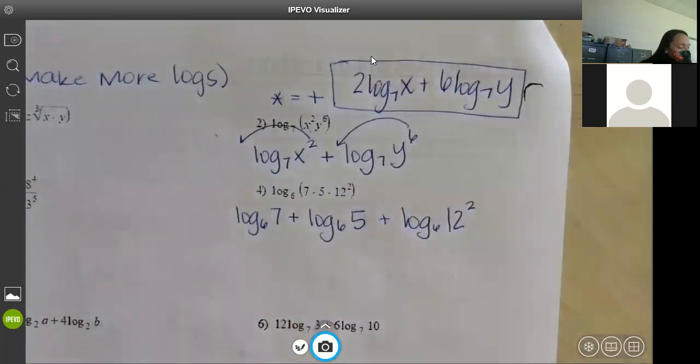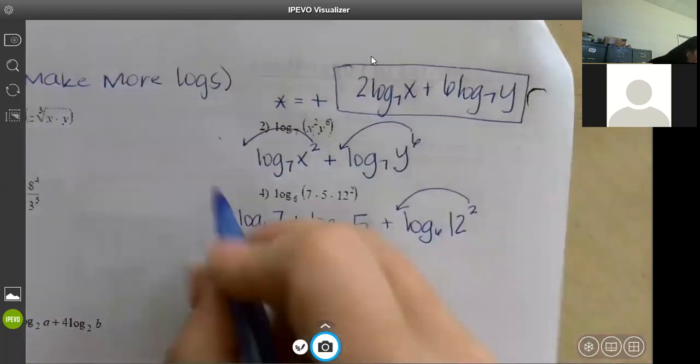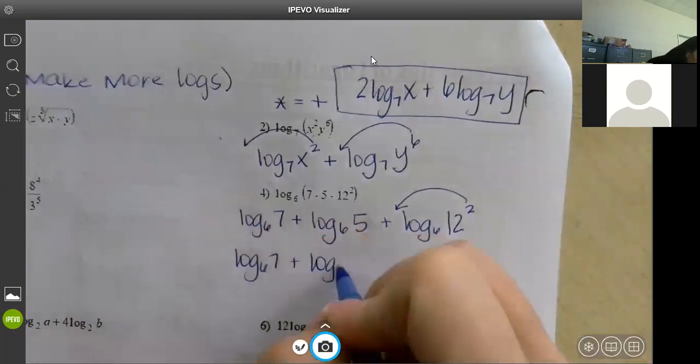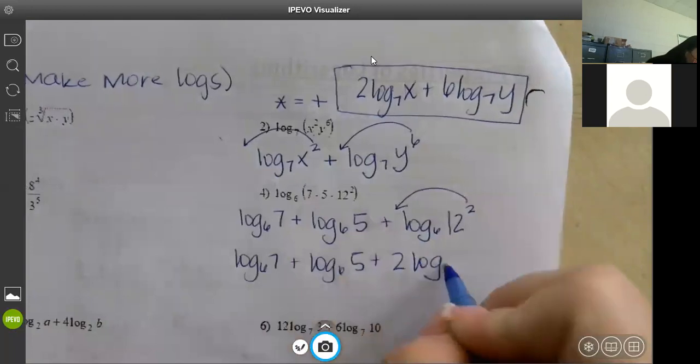The only other thing we can do is that power can move to the front. So all of these stay the same, log base 6 of 7, log base 6 of 5, but then we can move the 2 to the front to give us 2 log base 6 of 12.